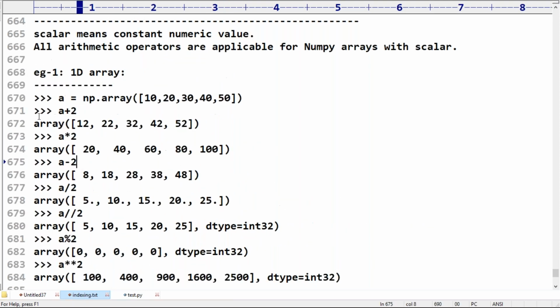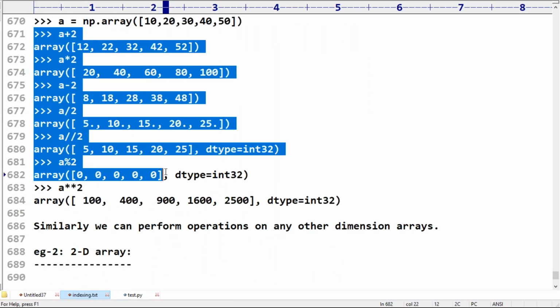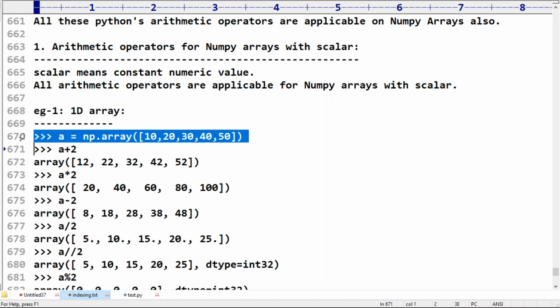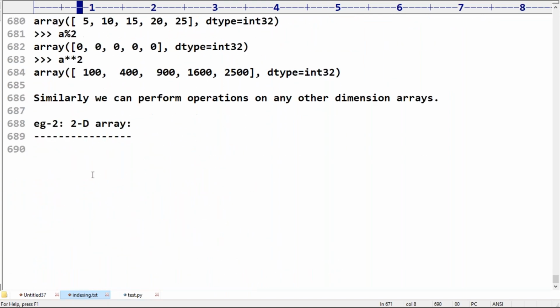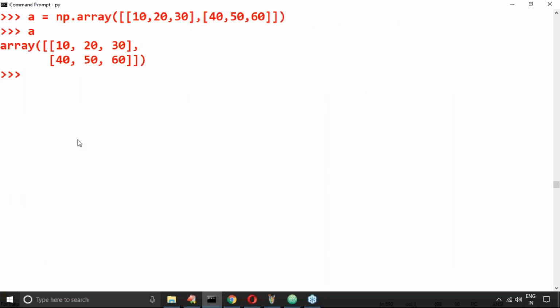Remember, someone is asking, after performing these operations, why is my original content as it was? With these operations, you are creating a new array. Arrays are mutable, of course, but here we are performing operations and an object is going to be created. If you write A is equal to A plus 2, then it will be updated. Now the 2D array is ready.